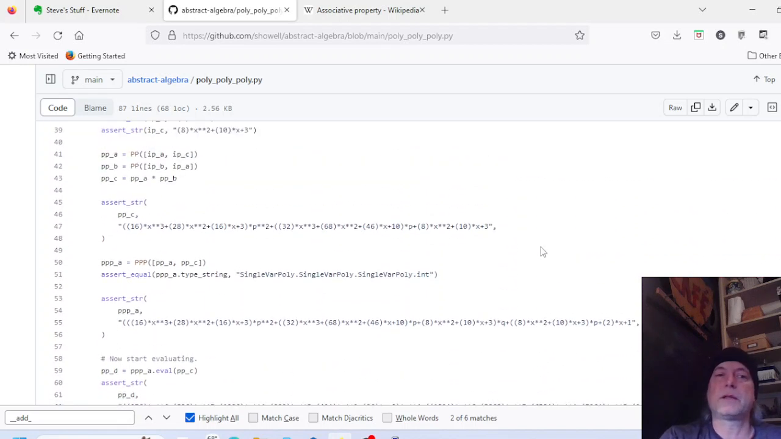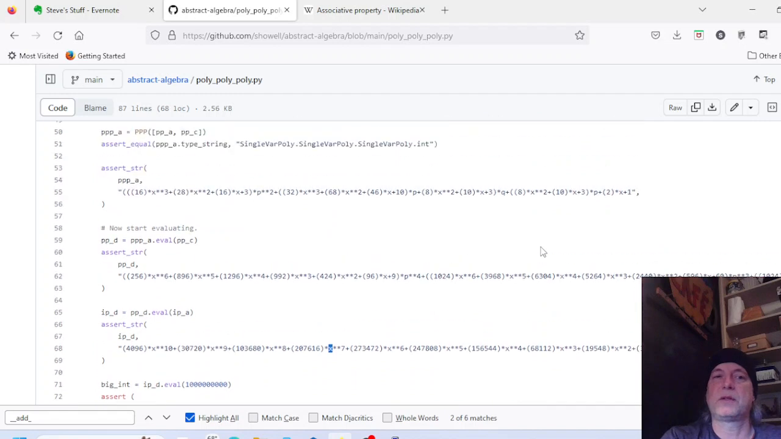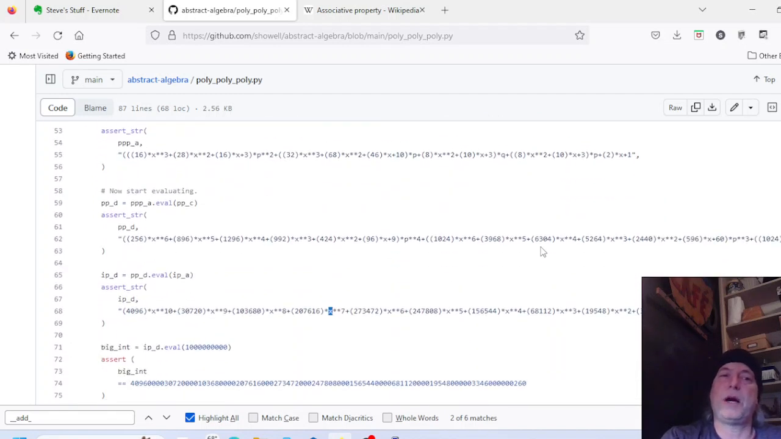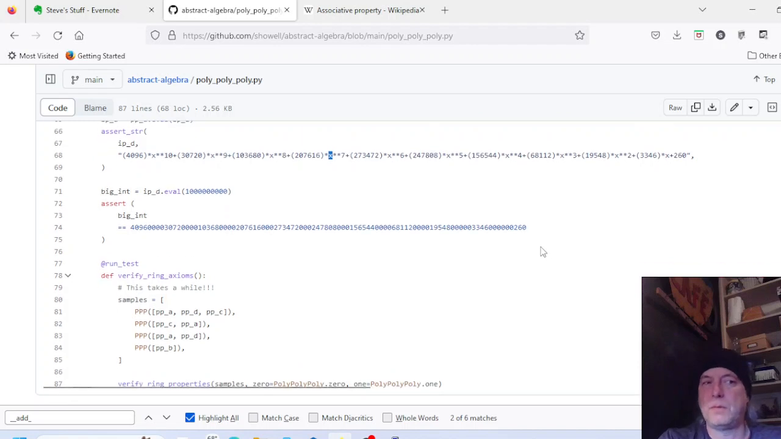But the thing that made this all work, and this is the big takeaway from this, is that polynomials are commutative rings. They obey the same properties over addition and multiplication that integers do.